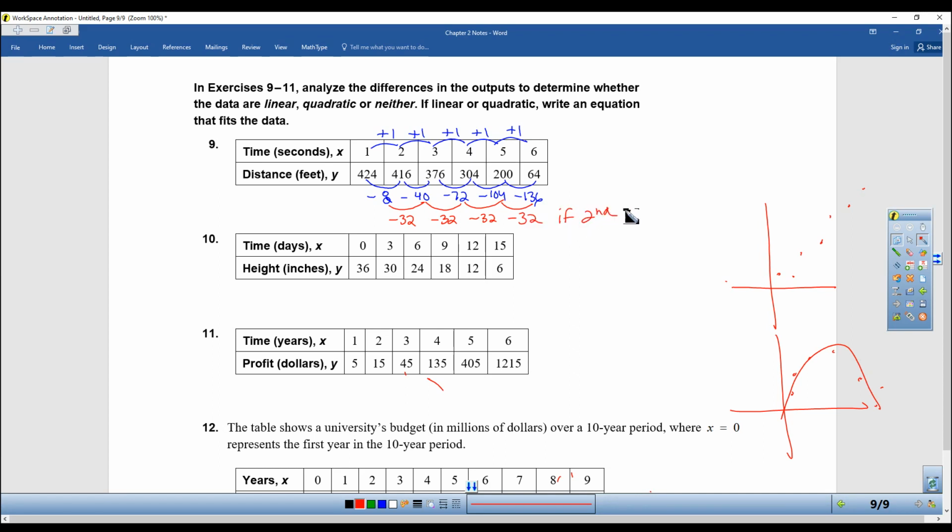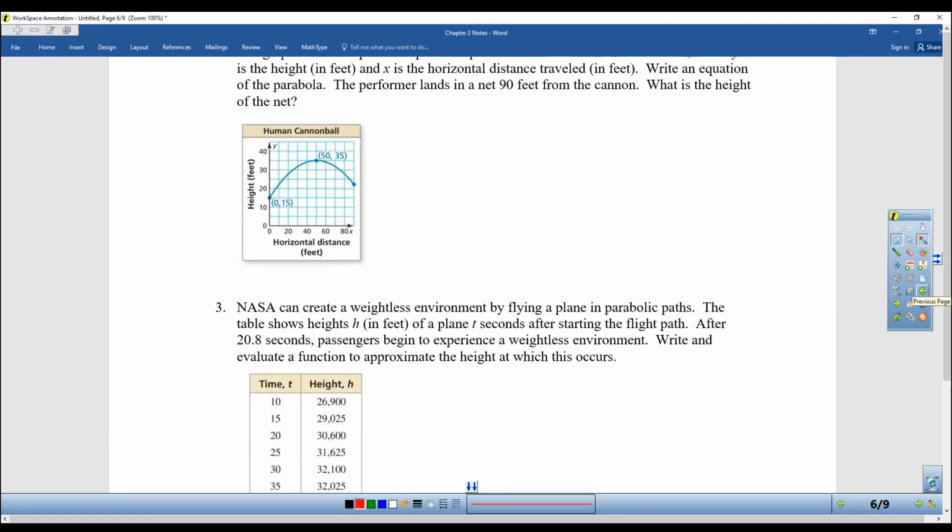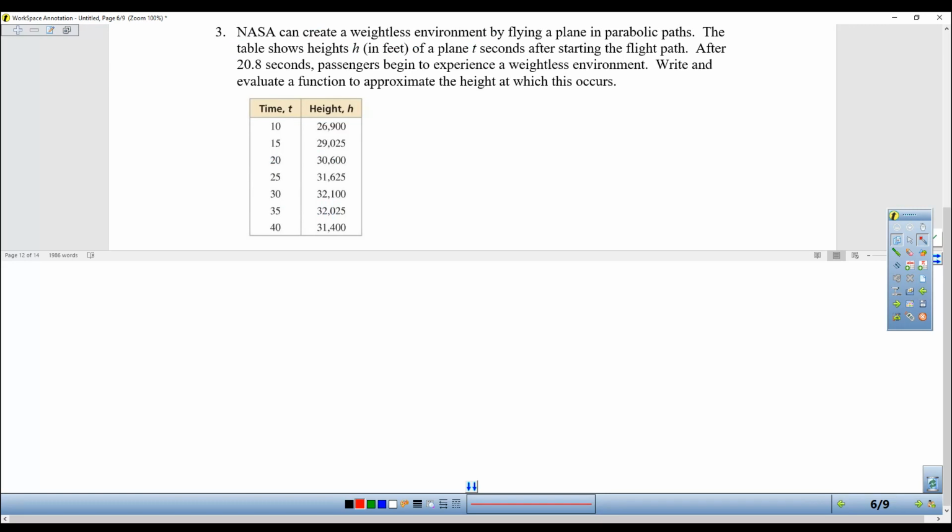So if the second, we'll call it tier, like the second time you do it, is constant, then you know that the function is quadratic. Pretty cool, right? So how does that apply to the problem that we were about to do? So this one says that NASA can create a weightless environment by flying a plane in parabolic paths. So it already told you that it's parabolic, but I just wanted to show you how neat this is.